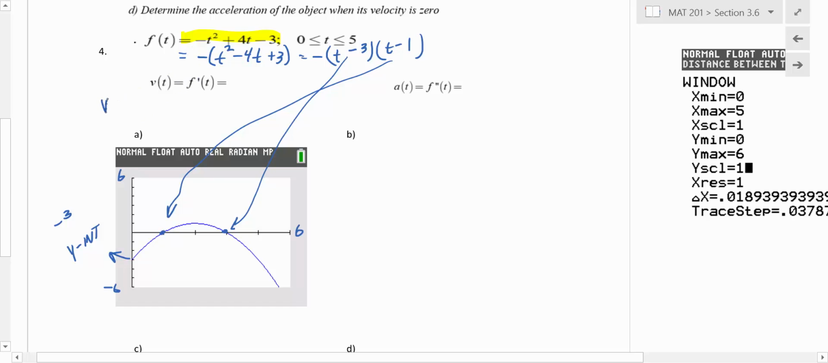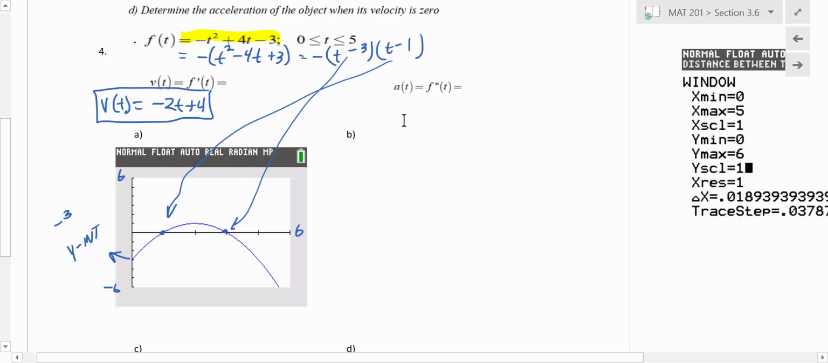So when we do the velocity, real simple, we just do the first derivative. So hopefully you got that down by now. What's that derivative in your head? -2t plus 4, right? Okay, that's just basic derivative stuff we've learned. So that would be your velocity function, which is a line that's sloping downward. Okay, so we got that.